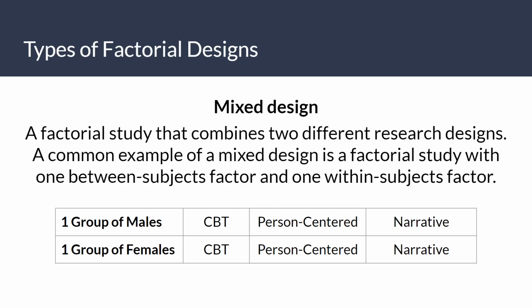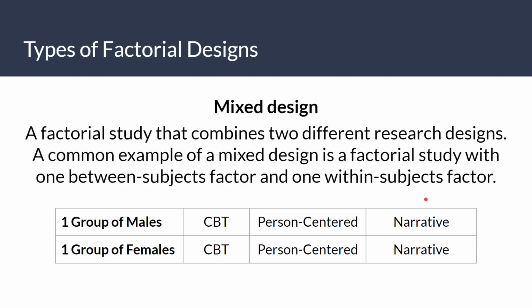Now, there are situations wherein we can combine both the between subjects and the within subjects approach. And how can we do that? Let's look at the mixed design factorial study. So a factorial study that is mixed design combines the two different research designs. A common example of a mixed design is a factorial study with one between subjects factor and one within subjects factor, meaning you incorporate properties from both between and within subjects designs.